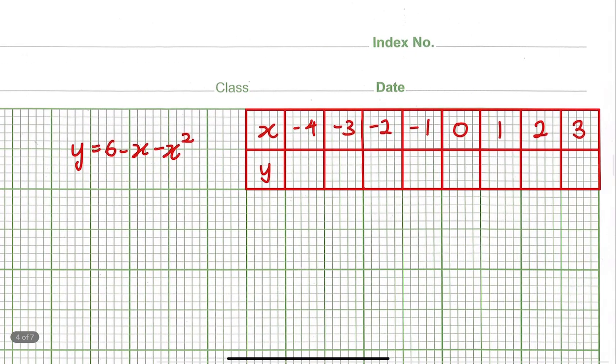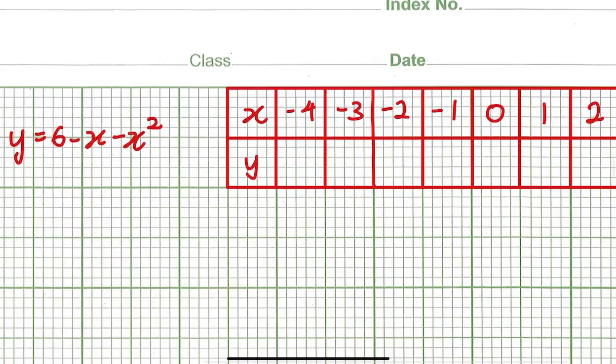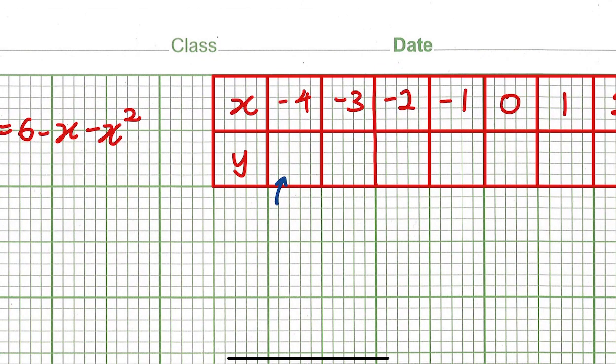Very simply, over here. In case you've forgotten, I want to find the y value when x is -4. So this working over here is simply y equals 6 minus, I replace x by -4, minus -4 squared. Press this into your calculator. What do you get? If you press this correctly, you should get -6.